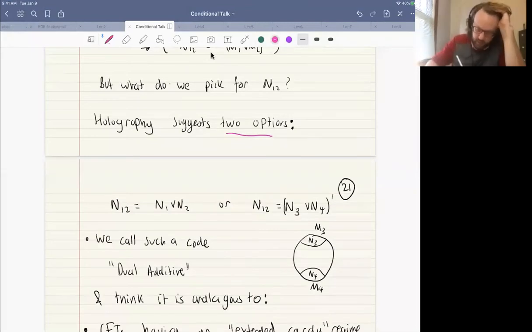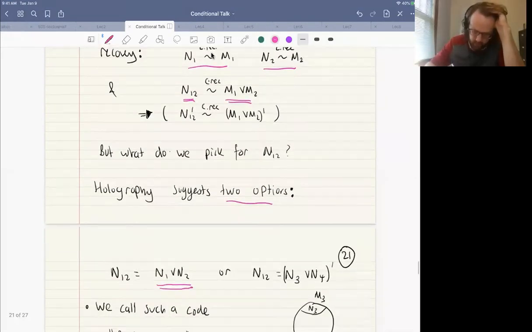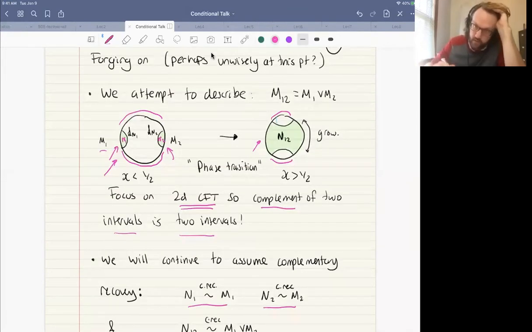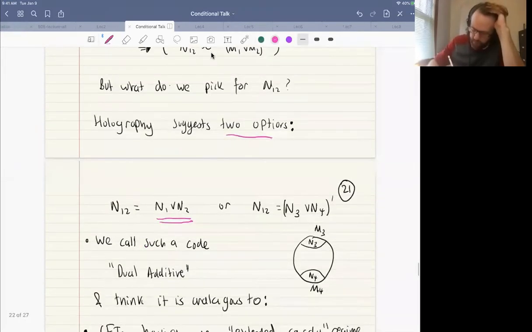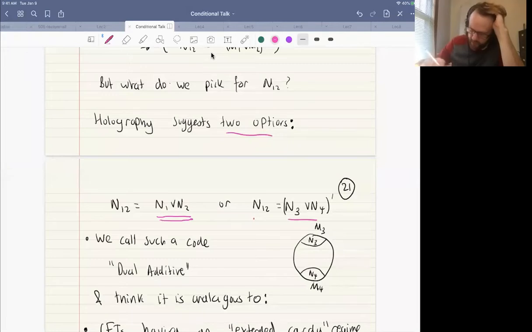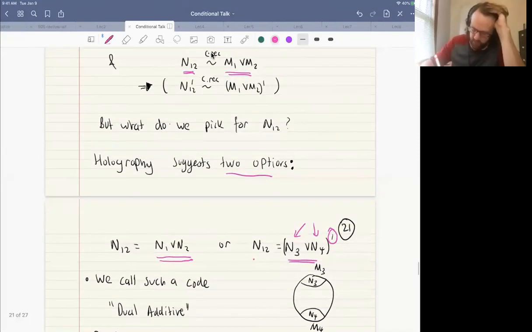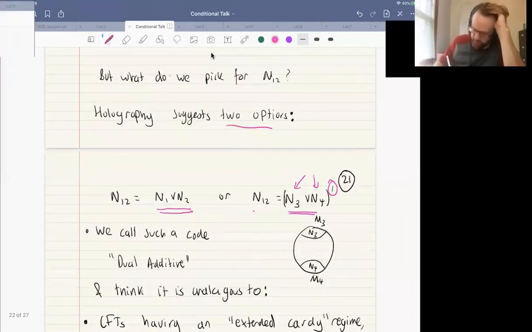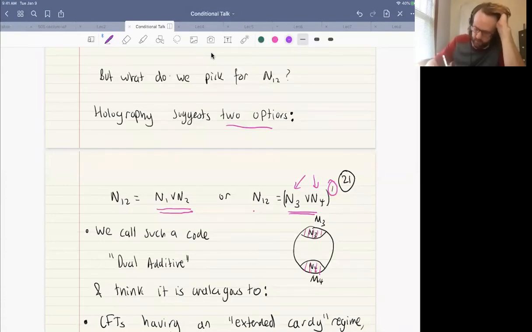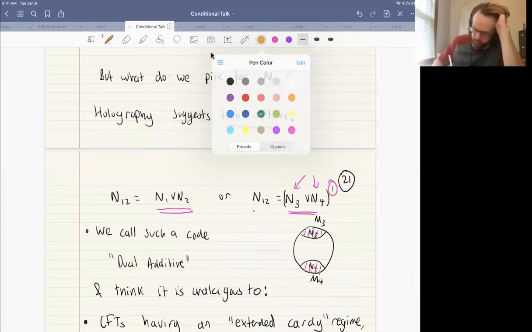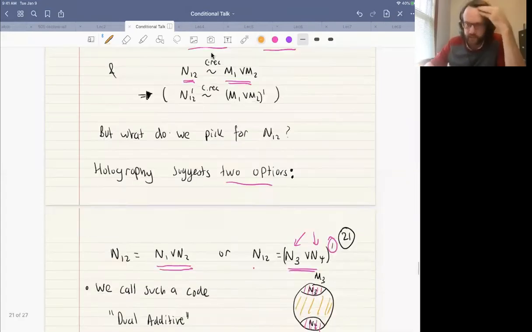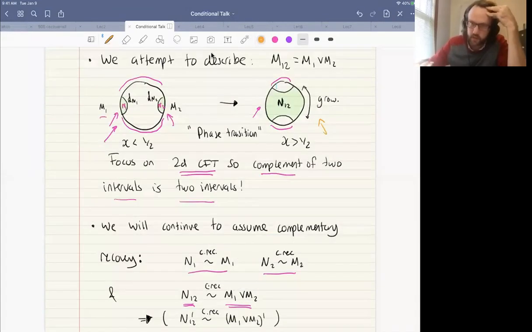N12 could either be additive, as in it's just locally generated by N1 and N2. That's this picture over here. Or the complement could be additive. So if I think about the algebra generated by N3, N4, and I take the commutant of that, the picture of that in the bulk is this region here, which is exactly the entanglement wedge in the second case over here. So that's the entanglement wedge there.